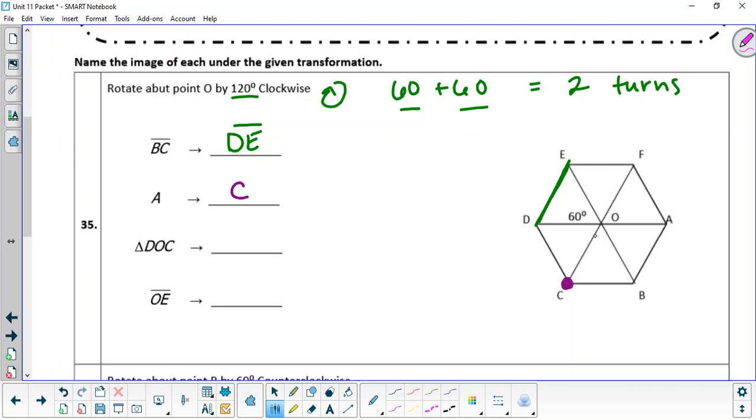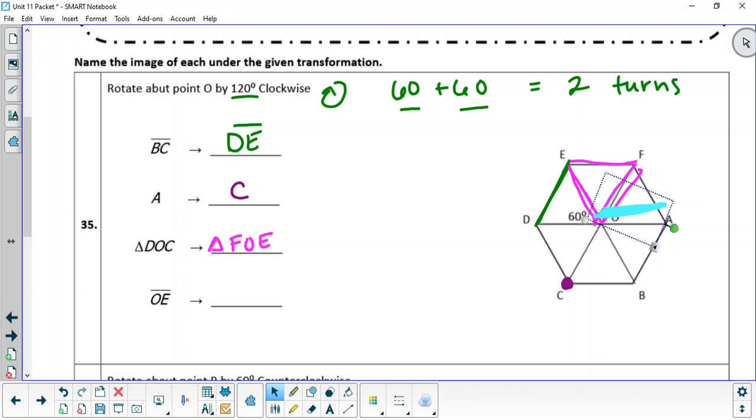Now, triangle DOC, if we do 2 turns clockwise, becomes 1, 2, becomes triangle FOE. And finally, line OE, so this one, if we move it 2 turns clockwise, becomes line OA.